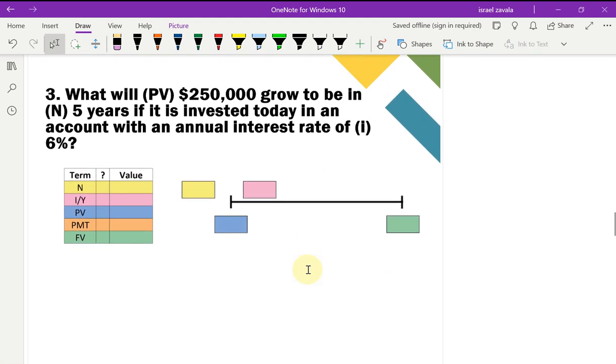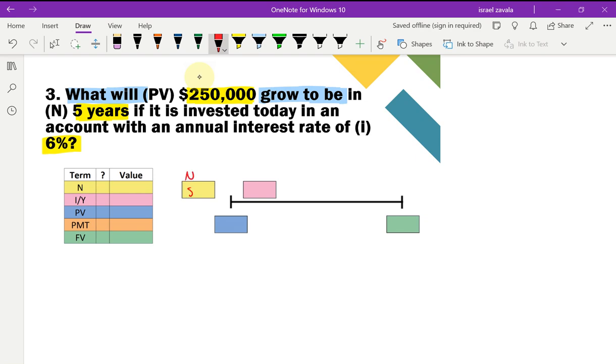So a little bit more complicated, but what I did for my students was I labeled. So I'm trying to make it easy for you. I'm just trying to make it so that you are getting comfortable at this point, right? Let's go through the question. What will this $250,000 grow to be in 5 years if it is invested today in an account with an annual interest rate of 6%? So I've highlighted all my terms. The question is, what will it grow to be? Okay, so let's put in all our terms.